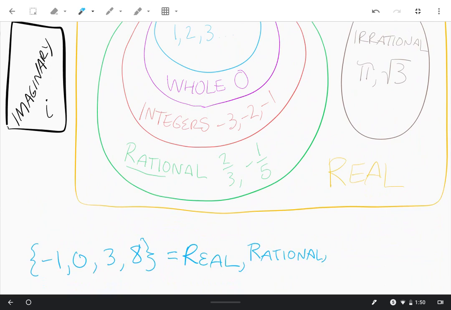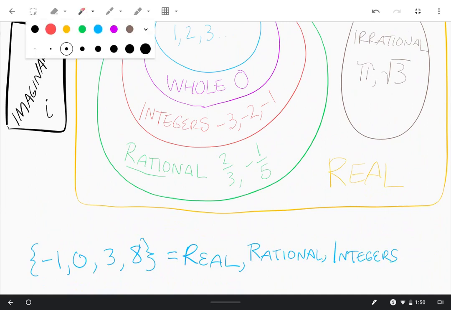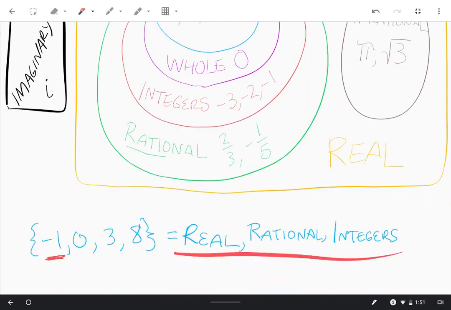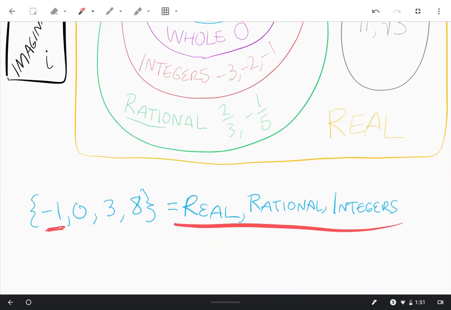They are all integers. But they are not all whole numbers because of this -1 right here. It is not a whole number. So we would stop here, and that would be our answer for that set. If it asked us what category this set of numbers falls under, we would know it falls under the categories of real, rational, and integers, but it's not a whole number. They are not all natural numbers. And so most of the questions in the unit are going to do that.